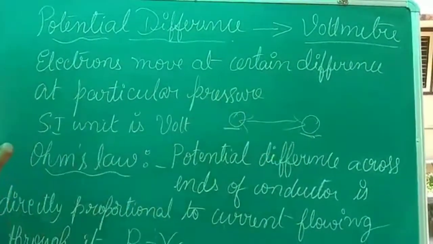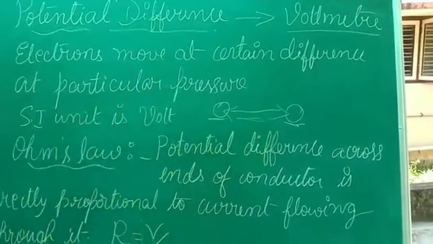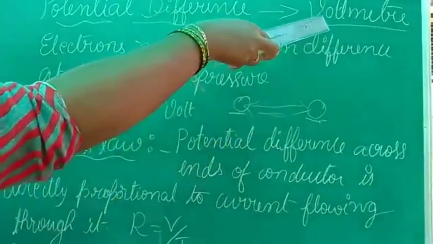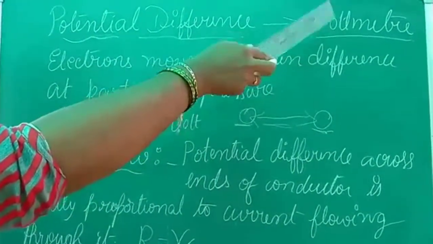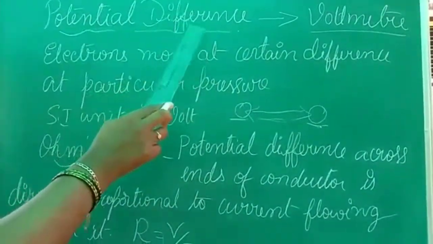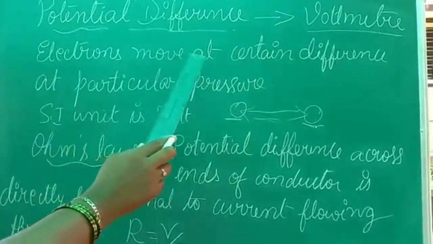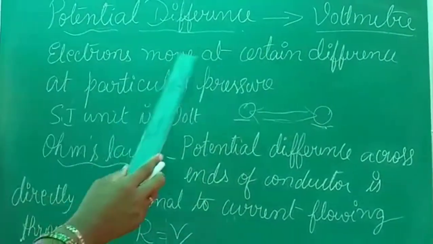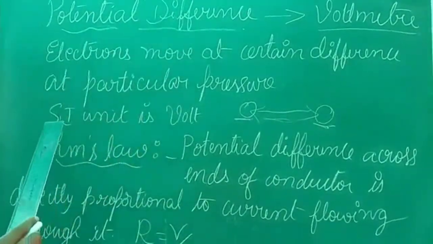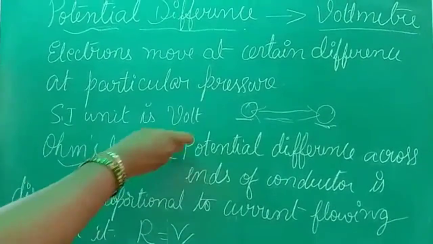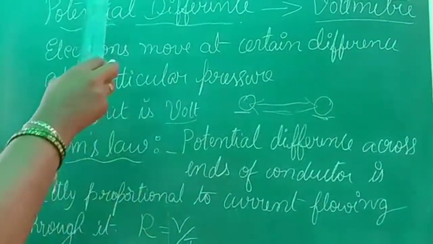That particular difference we call as potential difference, and this potential difference can be measured by an instrument called voltmeter. Okay, voltmeter is an instrument used to measure the potential difference. What is potential difference? It is electrons moving at certain difference at particular pressure. So that difference is called potential difference. Now SI unit of potential difference is volt.